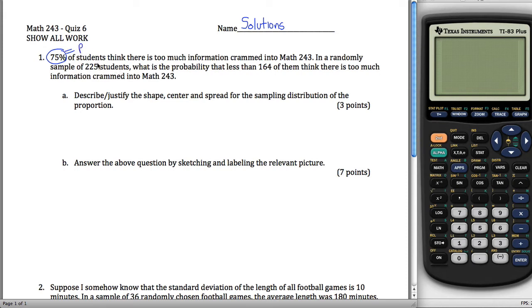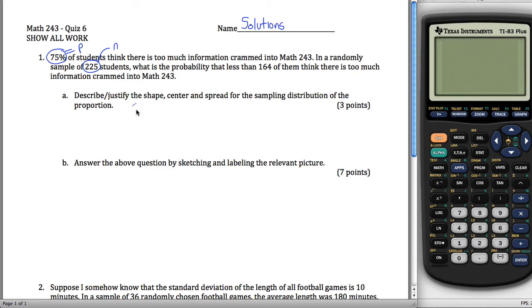In a random sample of 225 students, what is the probability that less than 164 of them think that there is too much information crammed into 243? Okay, 225 is my value for n. And then this 164 I can use to figure out the point that we're talking about, kind of my sample proportion, or the boundary for my sample proportion. Anyways, let's just do this in order. I'll get to that in a minute.